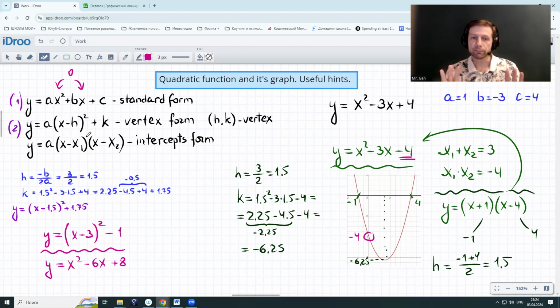So these are general things about the quadratic function and its graph. We'll talk about it more. We'll go into details and discuss several problems on that one. If you have some specific problems and you want to go over them, please leave the information in the comments. I'll be happy to answer.